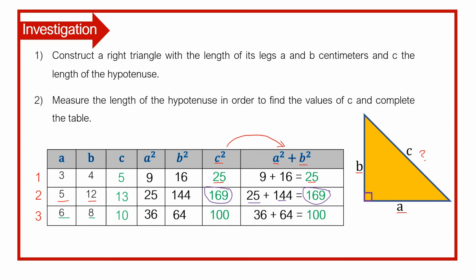Now, you can see that c squared, which is 100, is equal to a squared plus b squared, which is also equal to 100. So, from this, we can find out that c squared is equal to a squared plus b squared.